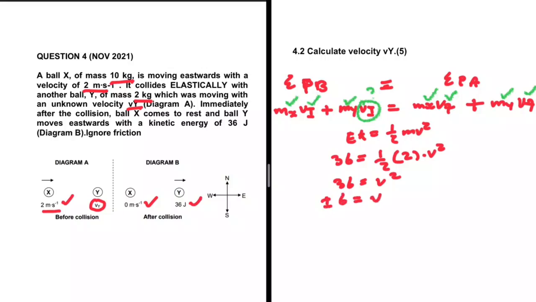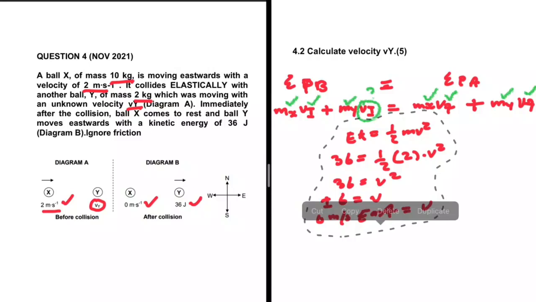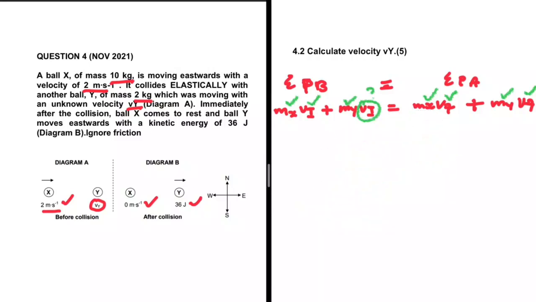It is moving to the east. So we're going to have 6 meters per second east being equal to v. So there we go. We have the velocity for our ball Y. So we can go ahead and substitute. We are taking direction to the east as positive, right? We're going to do that for all the questions that we are going to answer, unless the question says otherwise.